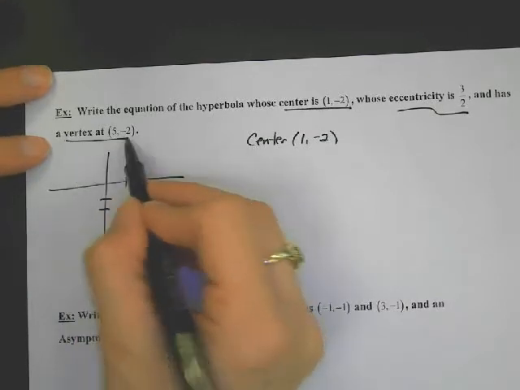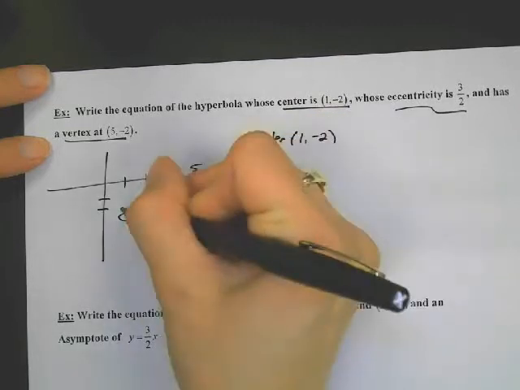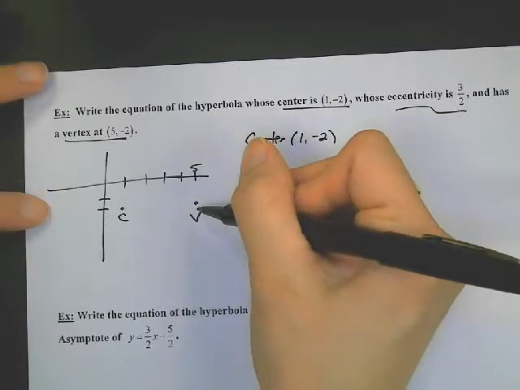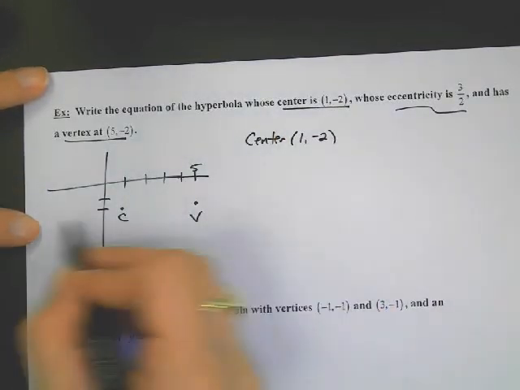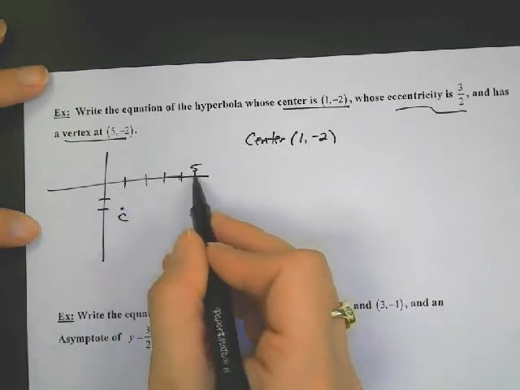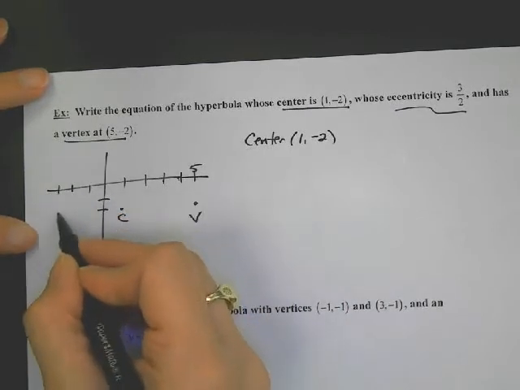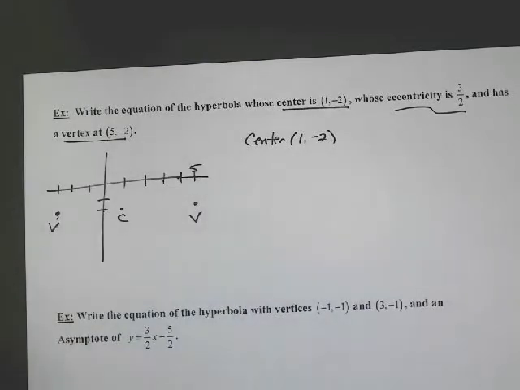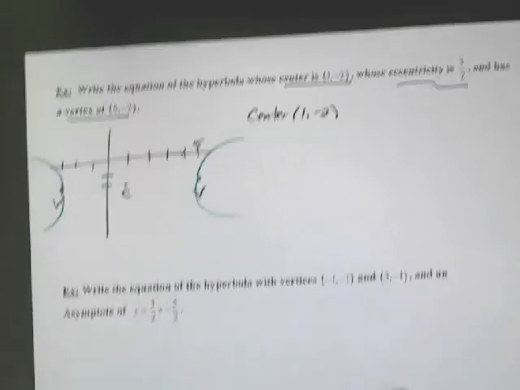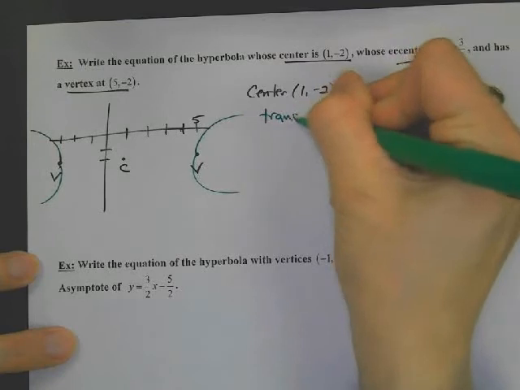It has a vertex at (5, -2). 1, 2, 3, 4, 5, -2. There's one vertex. So I immediately know that the hyperbola is going with a transverse of x. If it's 4 units to the right, the other one must be 4 units to the left. Here's the other vertex. And so I now know that the hyperbola is going like this. Couple things that you should know by looking at this picture. Who is the transverse?